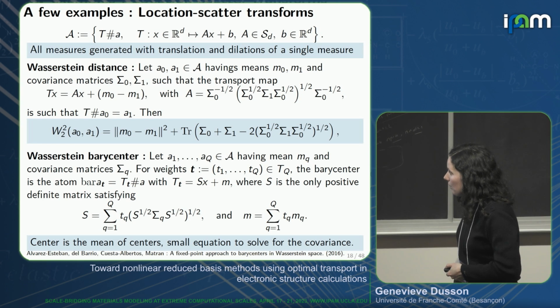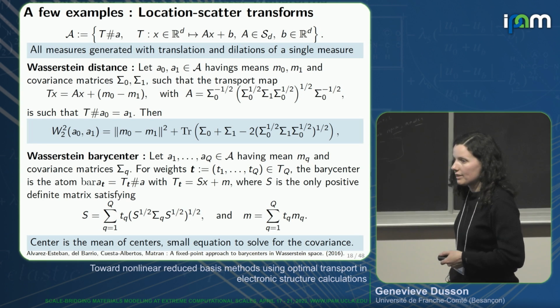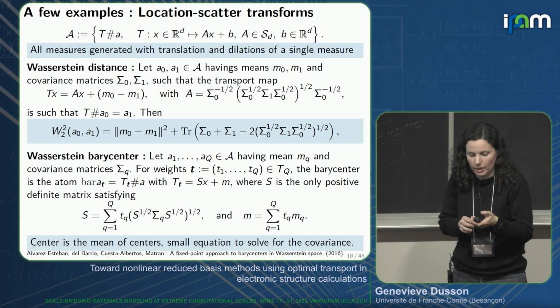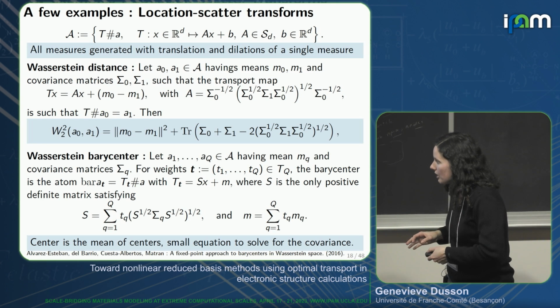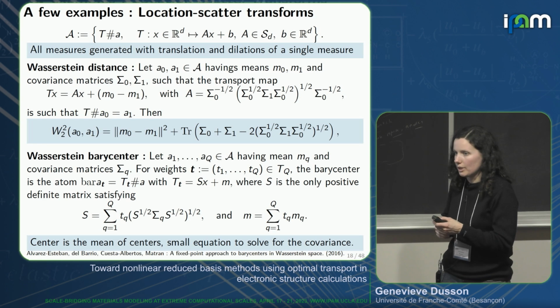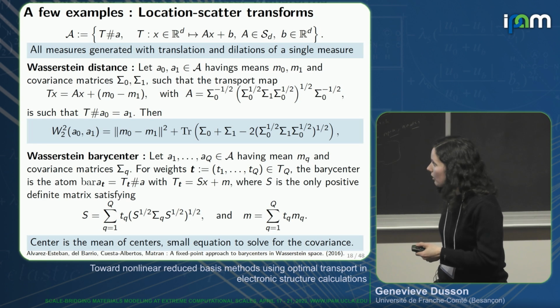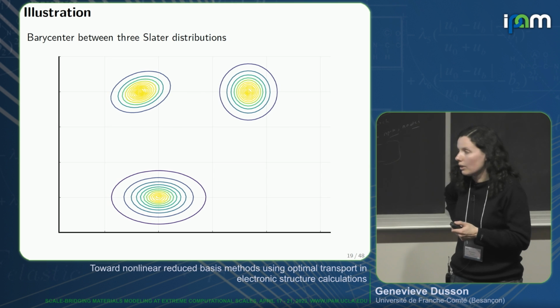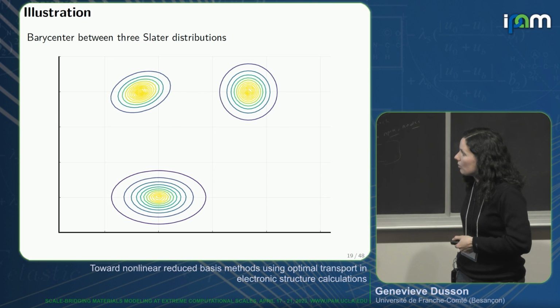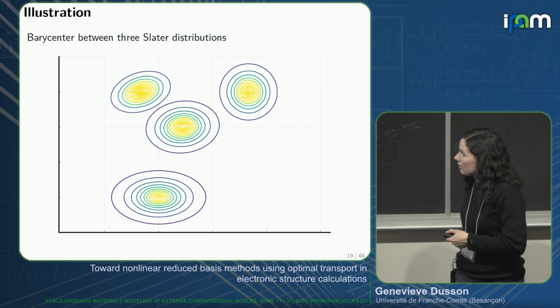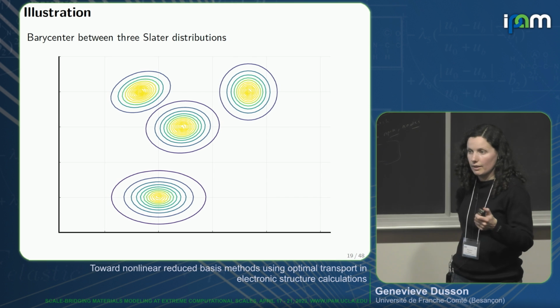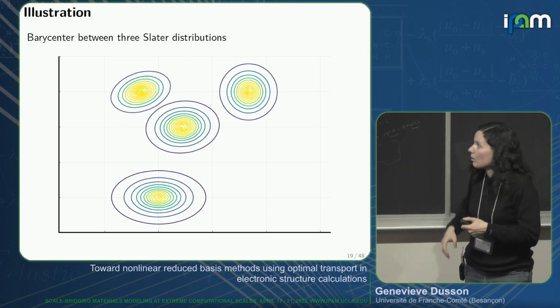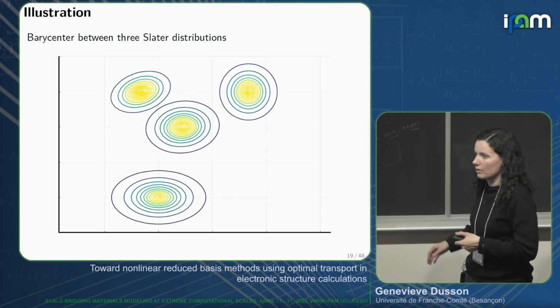Typically, the mean would be the convex combination of the means, and then the covariance matrix satisfies a kind of nonlinear equation, which can be easily solved using a fixed point algorithm. This is a typical example. If you have three elliptical distributions here, and then you compute the Wasserstein barycenter here, the center would be in between the three centers, and the covariance matrix will be something in between the covariance matrices here.